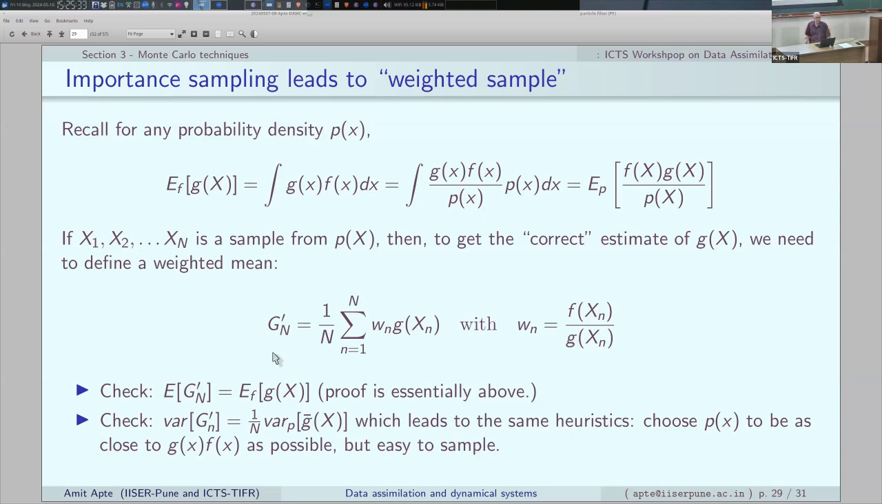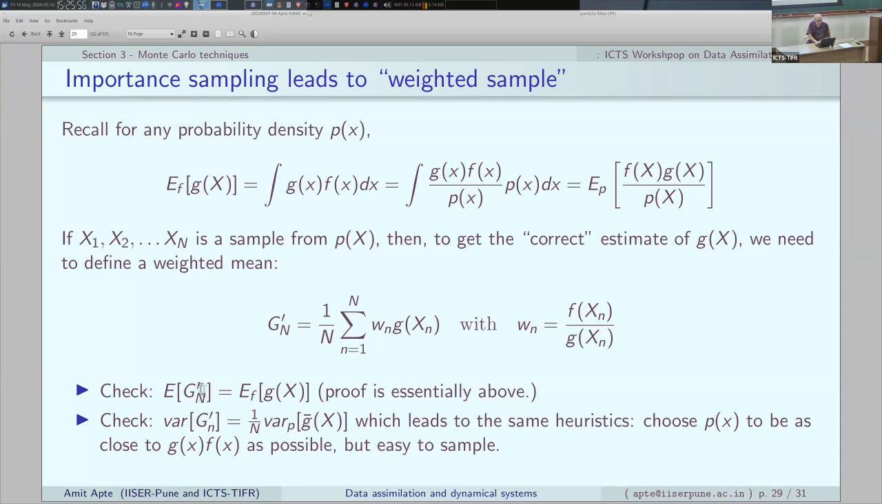So this is now the estimator for the quantity of interest rather than the original estimator, which was simply 1 over n sum of g of x_n. Yeah? And the proof is straightforward. It's basically the calculation above in terms of sample. So this I will leave to you to do.